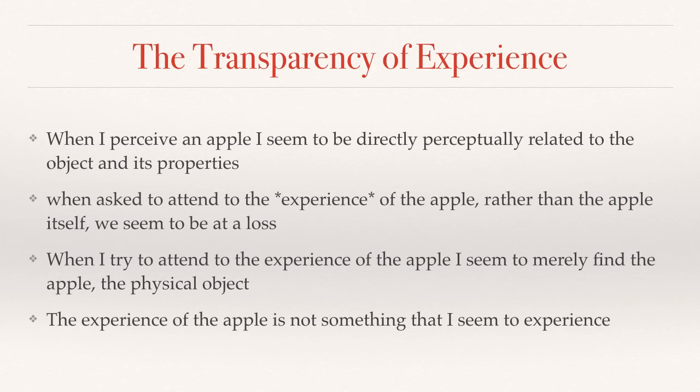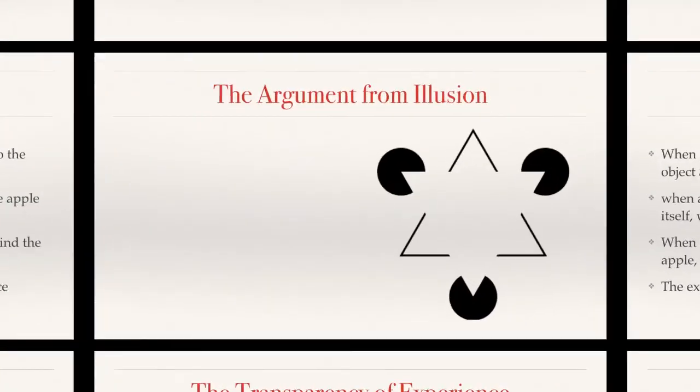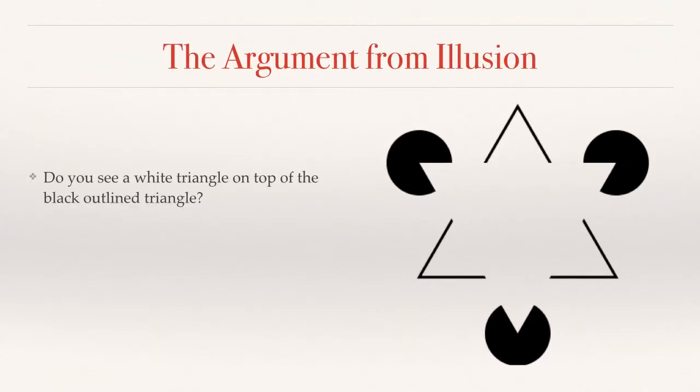Second is hallucinations. And the third is perceptual science. So let's look at them briefly in turn. So starting with the argument from an illusion, on the right-hand side of your screen, there's an actual illusion there. So it looks like there is a triangle, which is outlined in black, and that on top of it is a white triangle outlined in white. So do you see that white triangle over there?